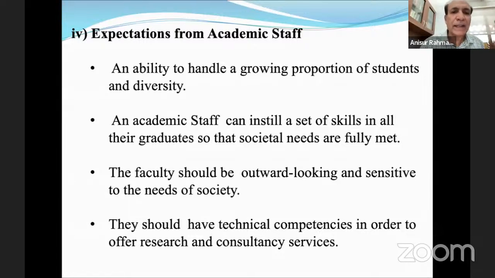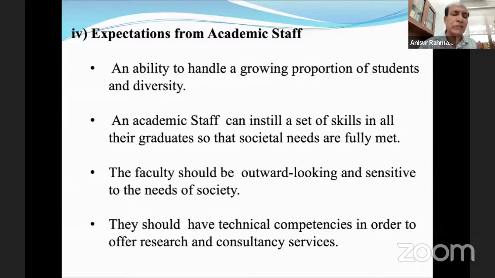The academic staff can still set up skills in their graduates so that societal needs are fully met. Faculty should be outward looking and sensitive to the needs of society. It means that we as teachers need to become empathetic. We need to understand the psychology of the students. Unless we become empathetic, we cannot do that.